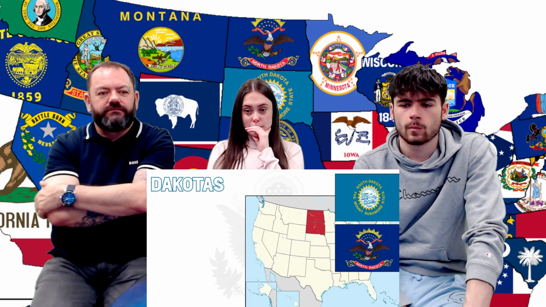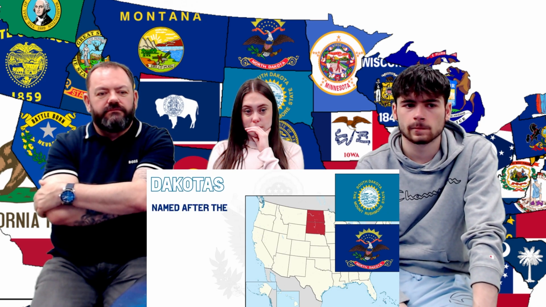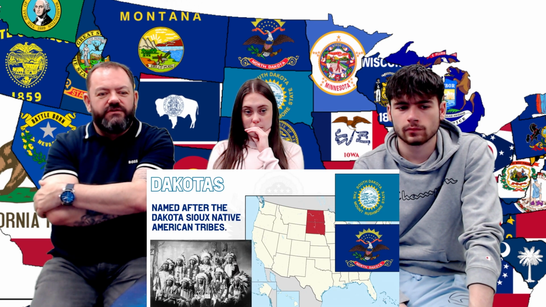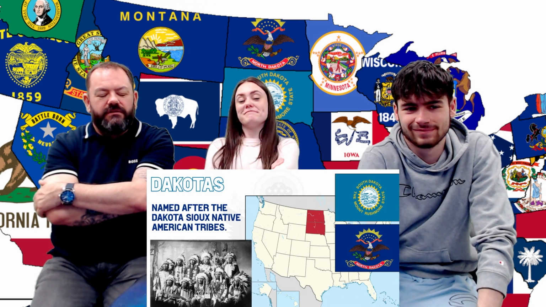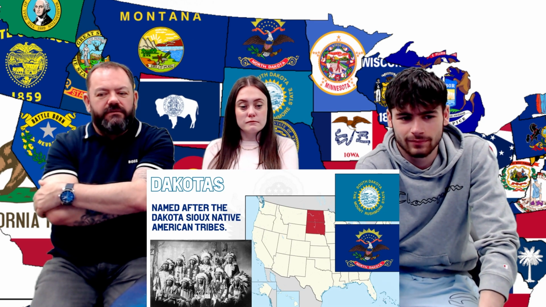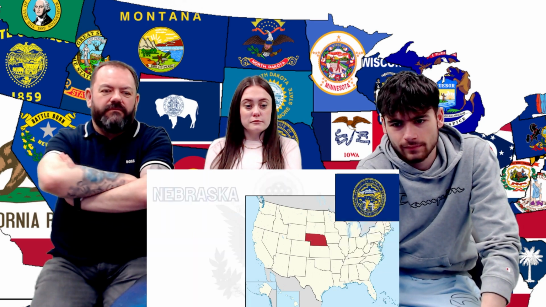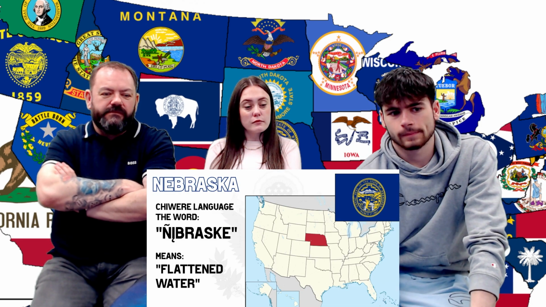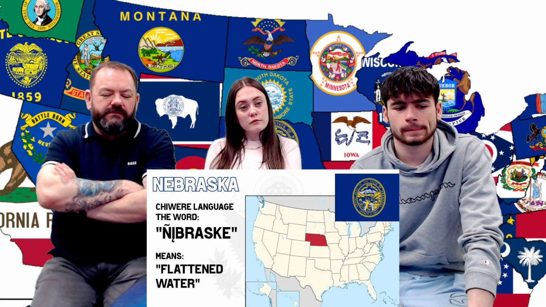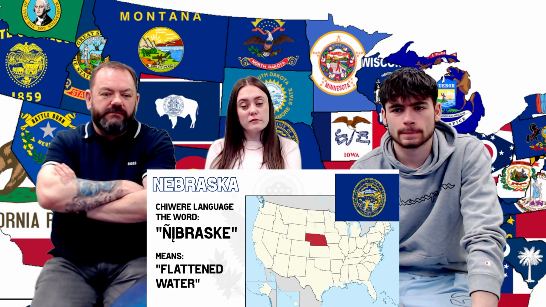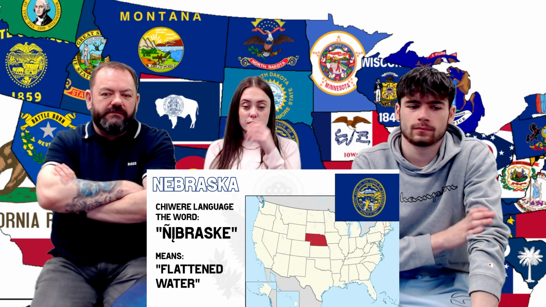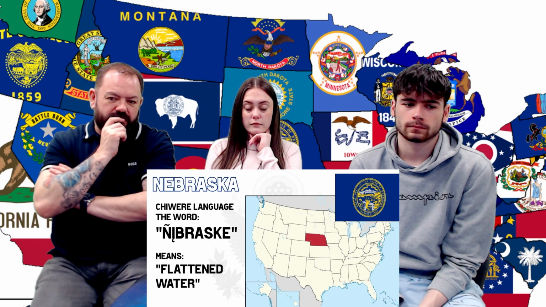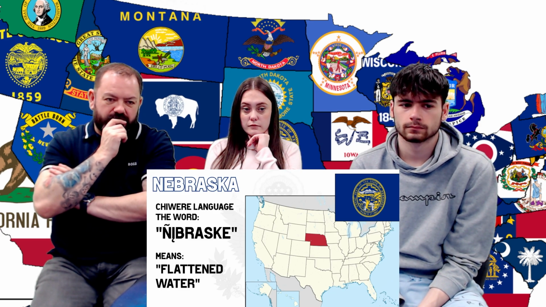North and South Dakota have the same name minus the geographic indicator, named after the Dakota Sioux Native American tribes. And Dakota is actually also a word in the language of these people, literally meaning allies or friends. Nebraska's name comes from the native Chiwere, specifically the word Nebrask, which literally means flattened water. It was first chosen as the name for the Nebraska River and then for the territory and state. I have to be honest, I was not aware so many states had a native origin in their names.